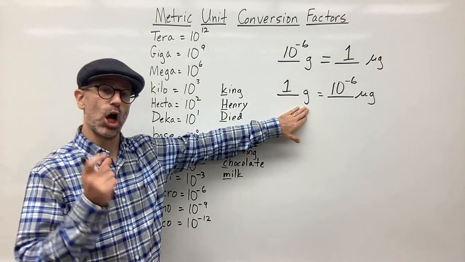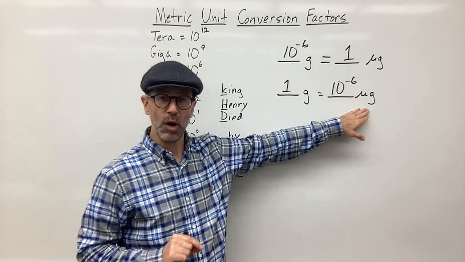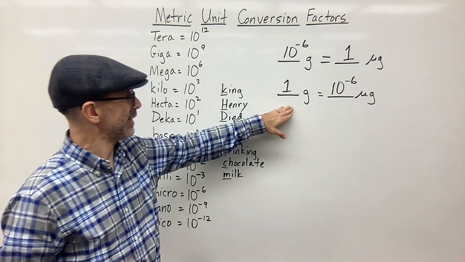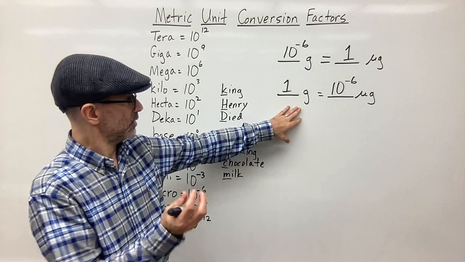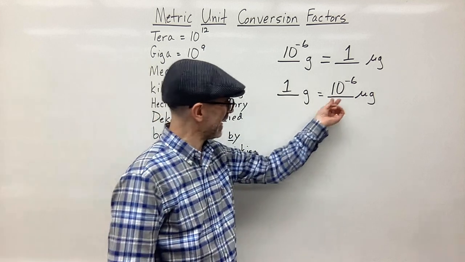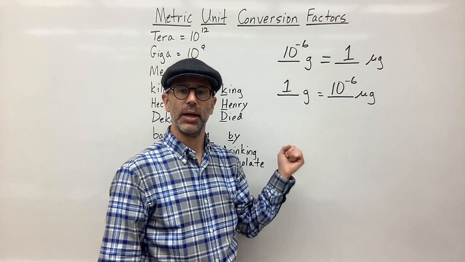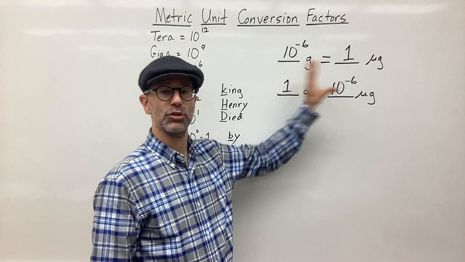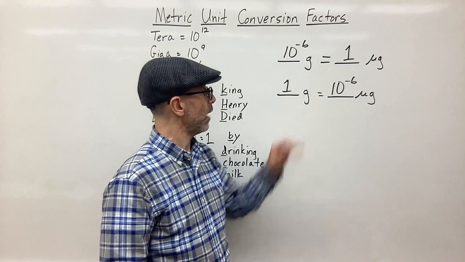Gram is a large unit. Micrograms are very, very small. So if you write this, you're saying that 1 big unit is equal to a tiny fraction of a tiny unit. That does not make sense. But I'll have students write this all the time because they make a mistake, right?